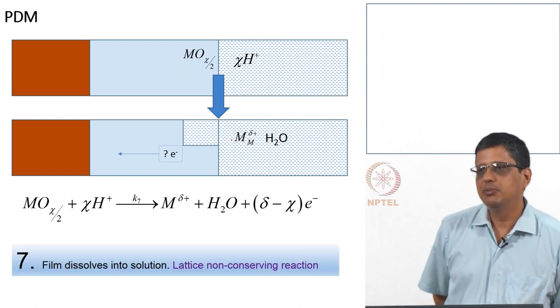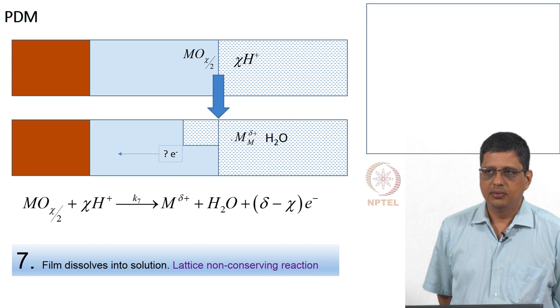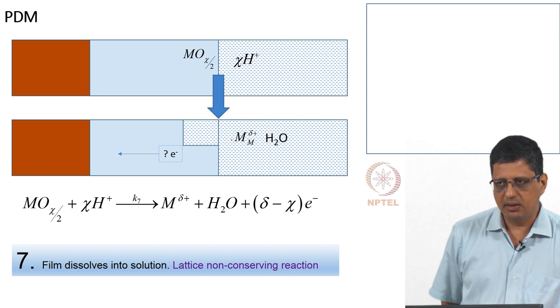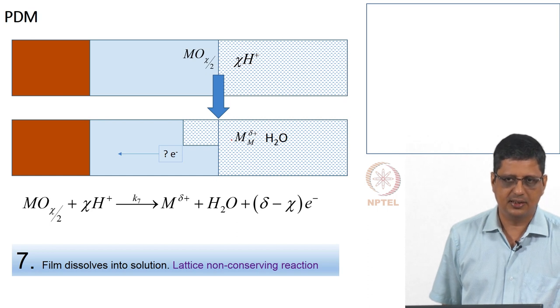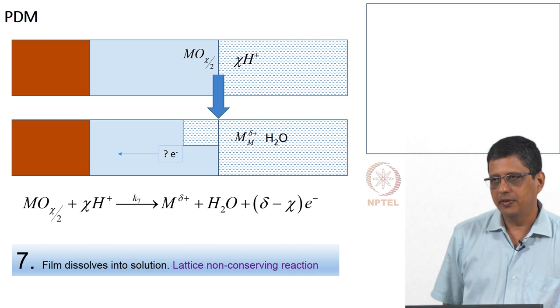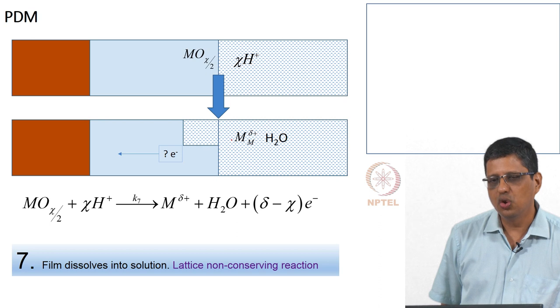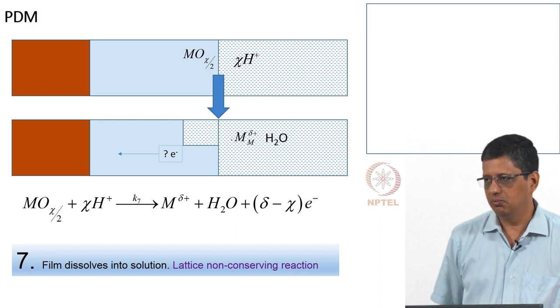And the last one is film dissolution. Metal oxide, I have given it as MO1/2, but basically it depends on the valency of this metal. If it is 4 plus, if it is Ti, you will write it as TiO2. If it is tungsten, you will write it as WO3. If it is tantalum, you will write it as TaO2.5 or Ta2O5.